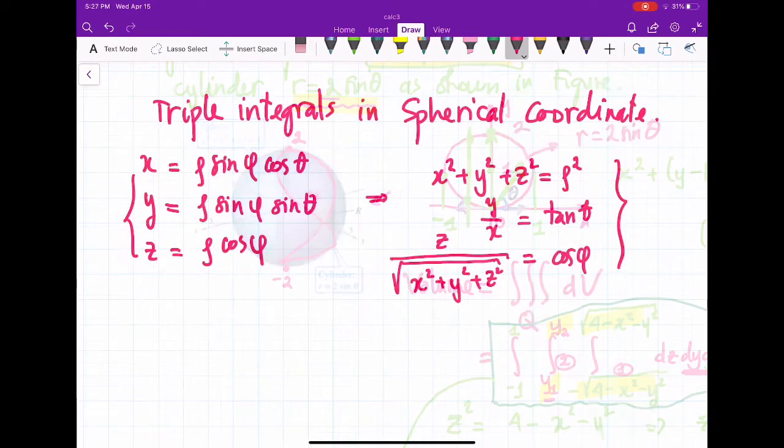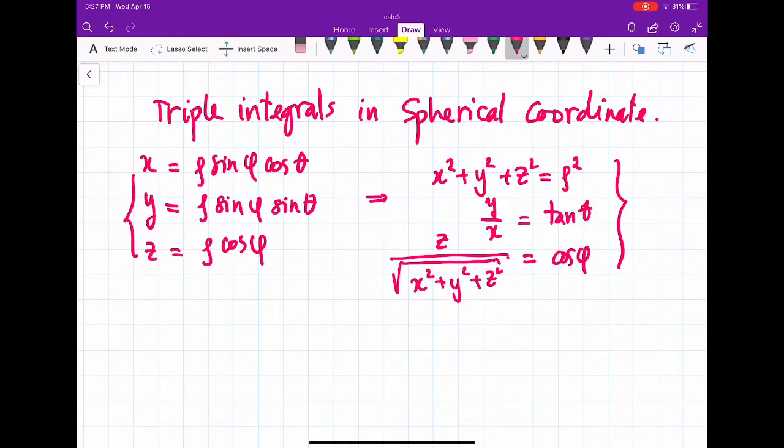Alright? Now let's talk about triple integrals in spherical coordinates. Remember that we have x equal to rho sine phi cosine theta, y equal to rho sine phi sine theta, and z equal to rho cosine phi, where rho is the distance from the point x, y, z to the origin. And from these relationships, we have the following identity: the sum of squares of x, y, and z equals rho squared. That is easy to see, right?